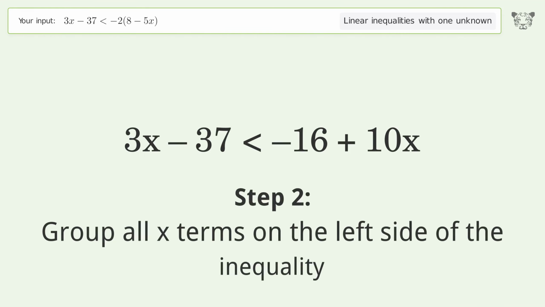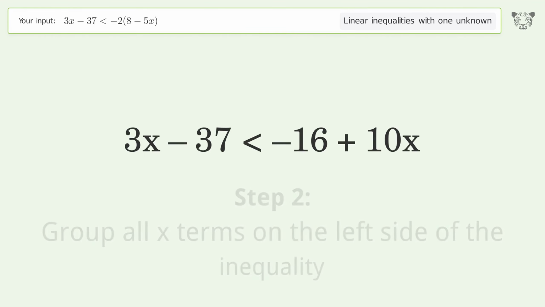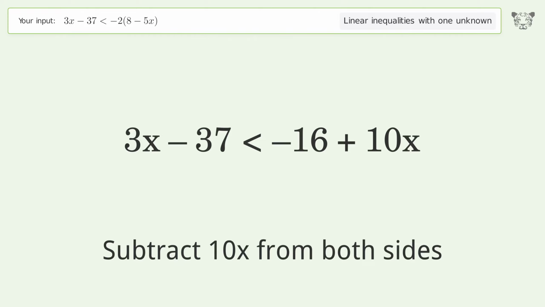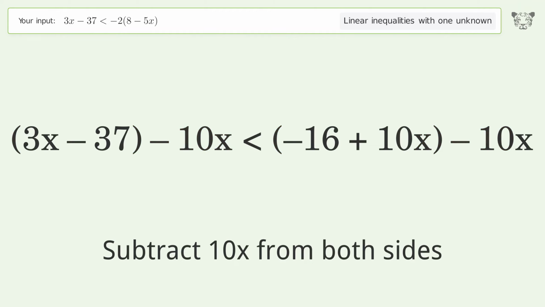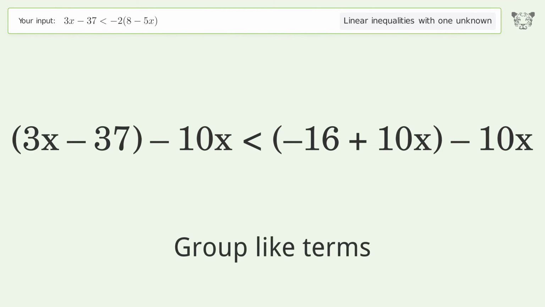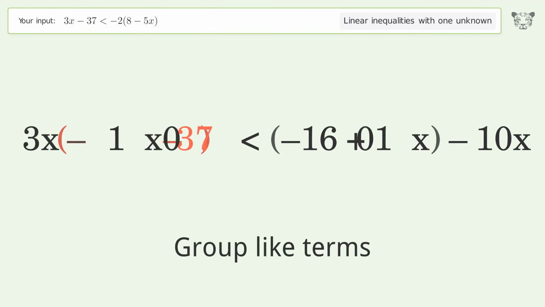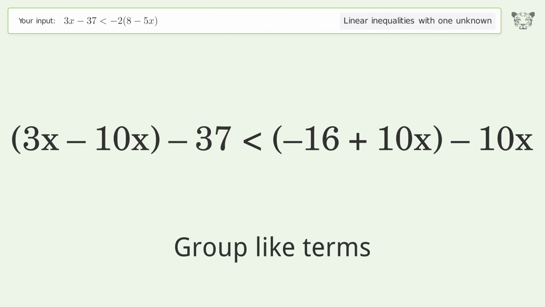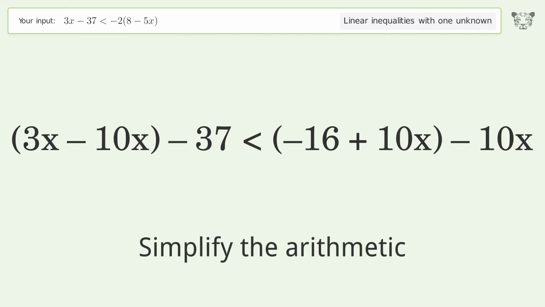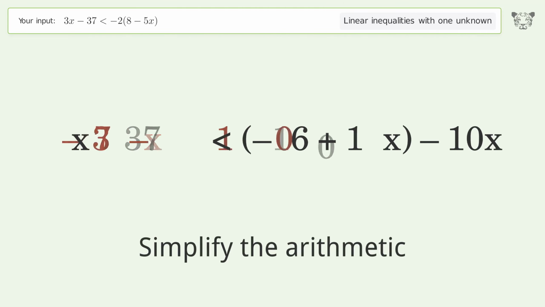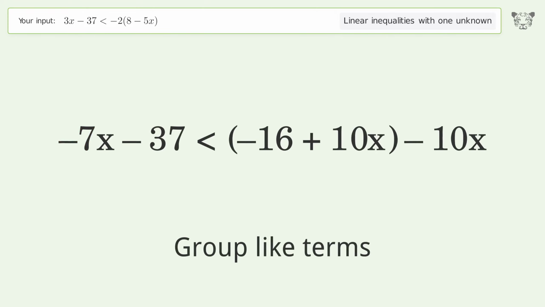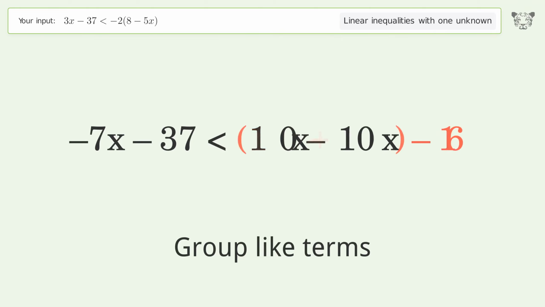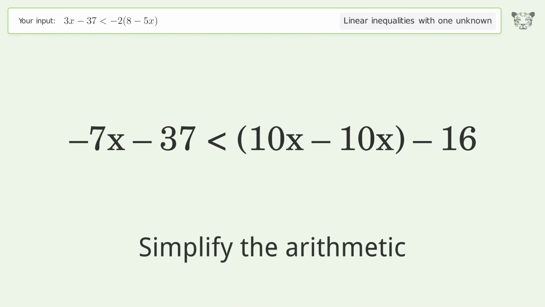Group all x terms on the left side of the inequality. Subtract 10x from both sides. Group like terms. Simplify the arithmetic. Group like terms. Simplify the arithmetic.